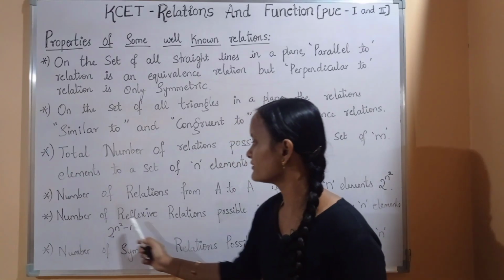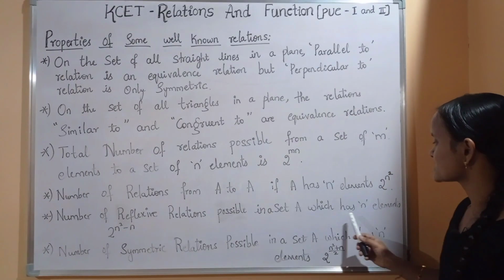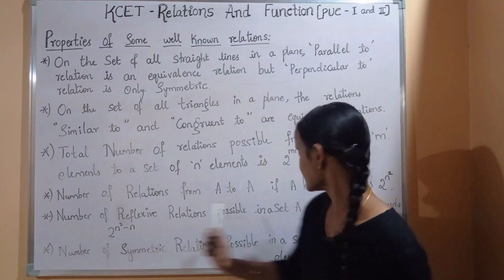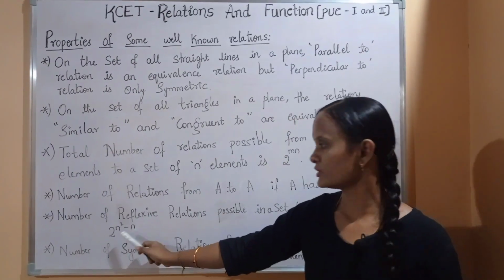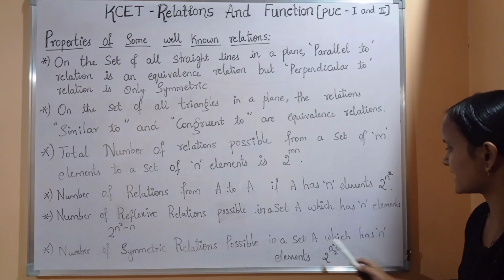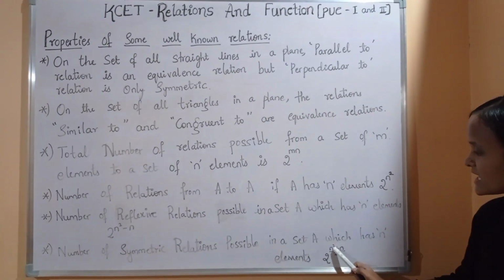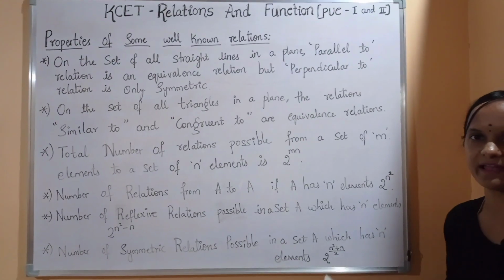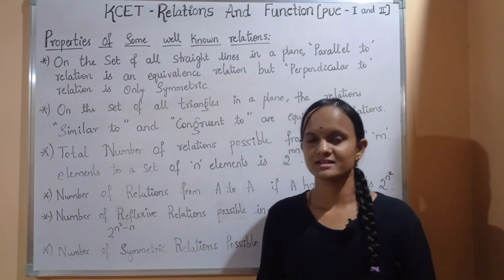Next, the number of reflexive relations possible in a set A which has n elements is 2 raised to n square minus n. Next, the number of symmetric relations possible in a set A which has n elements is 2 raised to n square plus n divided by 2. That's all for this session.